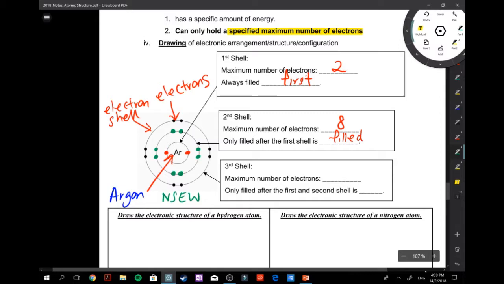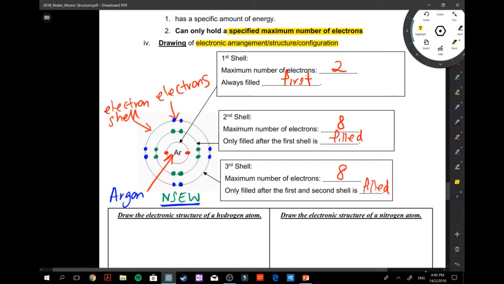Okay, so now the third shell. The third shell can hold a maximum number of 8 electrons, and it is only filled after the first and second shells are filled. How do we draw the electrons? Similarly, following the north, south, east, west method, we start with the north, south, east, west, and then the north, south, east, west again. And that is how I will depict the electrons in this structure that we term as the electronic arrangement, electronic structure, or electronic configuration.